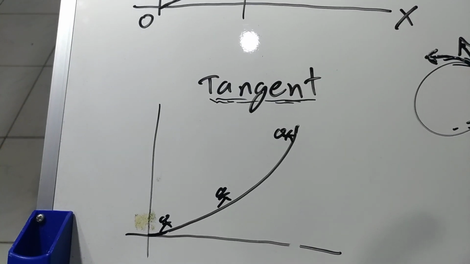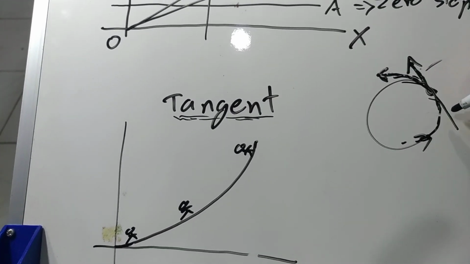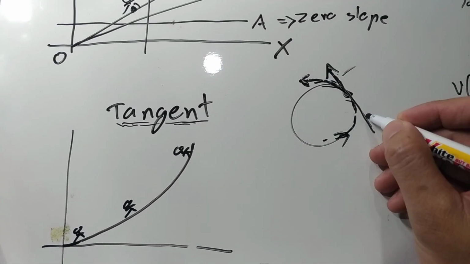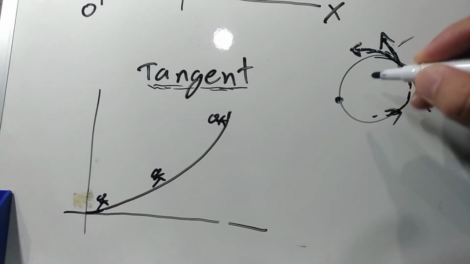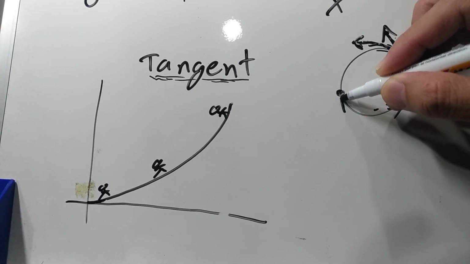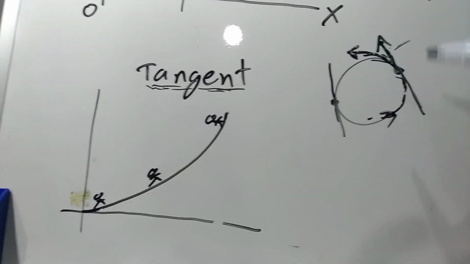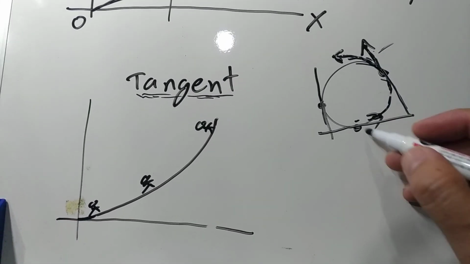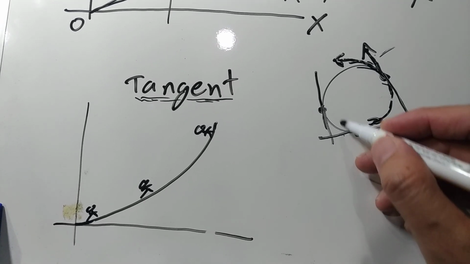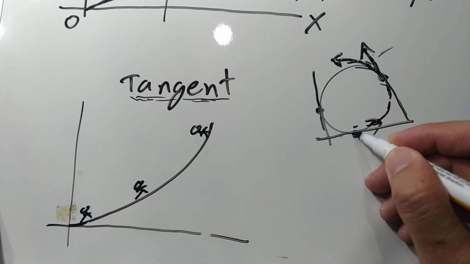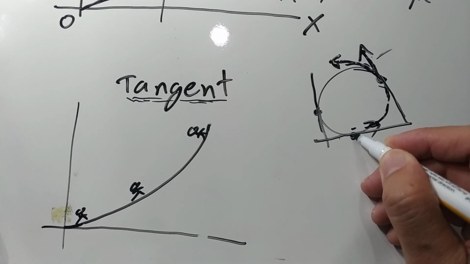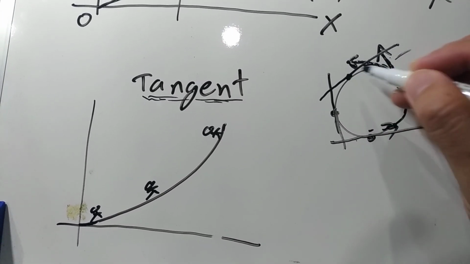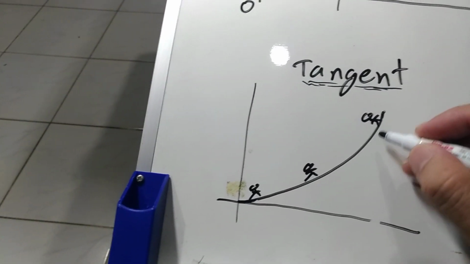This is called the tangent. This line right here is called tangent. Okay, tangent to the circle. This line here is tangent to the circle at this point. So that's another tangent. That's a lot of tangent. Basically, a tangent line to the circle is a line touching the circle at only one point, at that special tangent point.